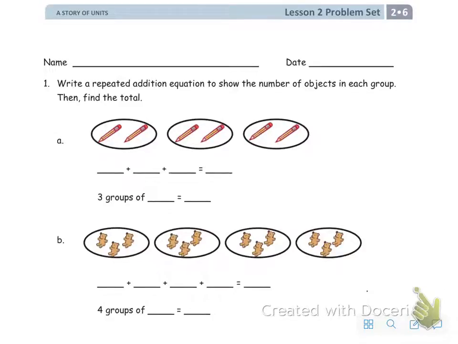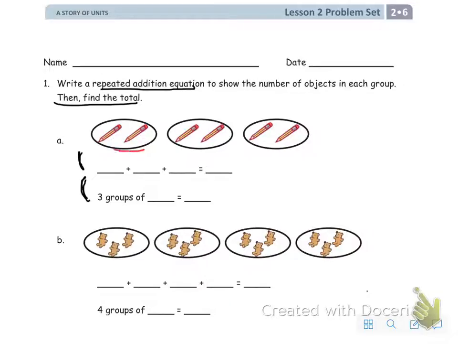Alright, so this is the problem set for Module 6, Lesson 2. And this says to write a repeated addition equation to show the number of objects in each group, then find the total. So you can see that this is kind of a two-part problem. So you have this part right here, where you write a repeated addition equation, and then right here, where you write the total. Okay, so when I'm writing a repeated addition equation, you can see that we've got three groups.